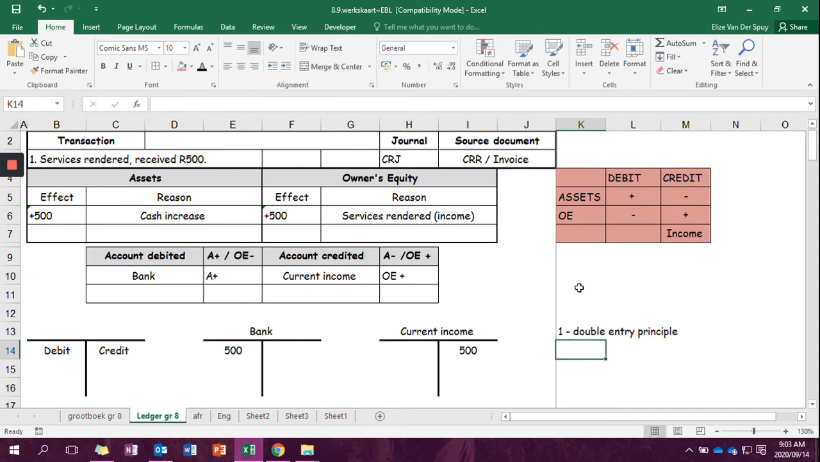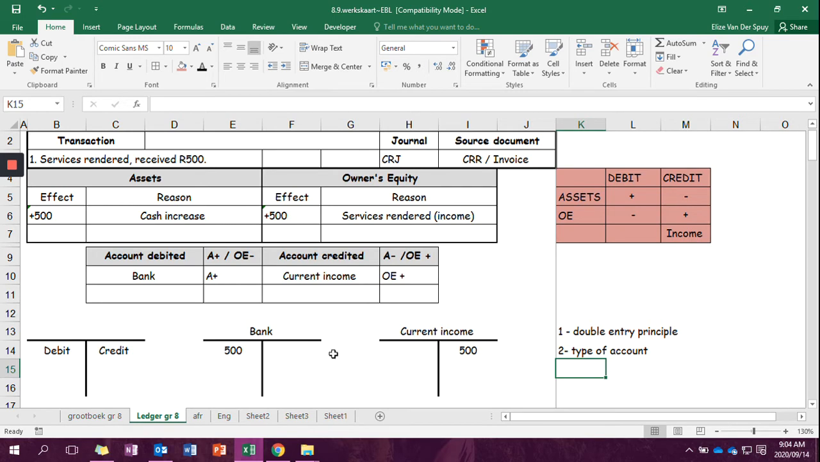So because you debited or credited the other account, for example, bank increased, therefore we debited, therefore we need to credit current income. And the second reason is the type of account. So because bank is an asset and it increased, therefore we wrote on the debit side, and because current income is an income, we wrote on the credit side.